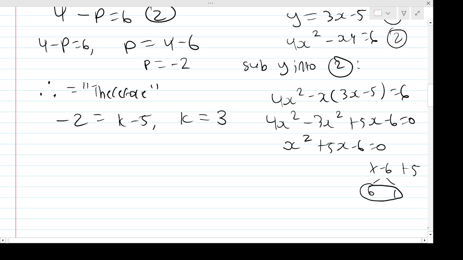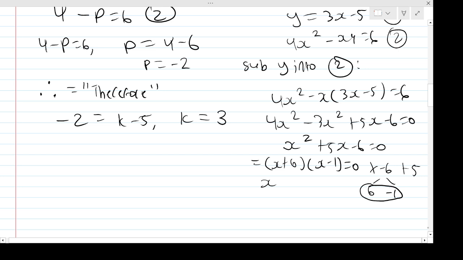And I need negative 6 when they multiply. So where should I put the negative? Well, one of them has to be negative, 6 or 1, because you multiply to get a negative. But I need a positive 5, so it makes sense to make the smaller number negative. So 6 times minus 1 is minus 6, and 6 minus 1 is positive 5, so there we are. That's our factors. So we can say (x + 6)(x - 1) = 0.